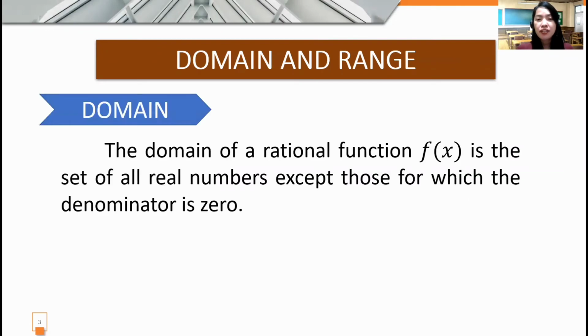The domain of a rational function f of x is the set of all real numbers except those for which the denominator is 0. Ang domain ng rational function ay ang mga values na pwedeng i-take ng variable x, which are the set of all real numbers except dun sa mga numbers na makakapagpa-0 sa denominator ng rational function.